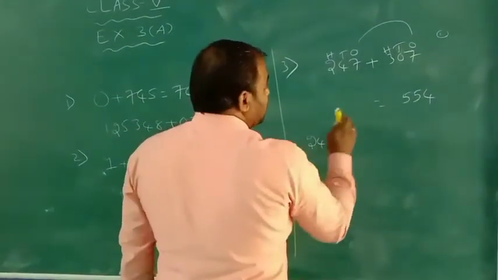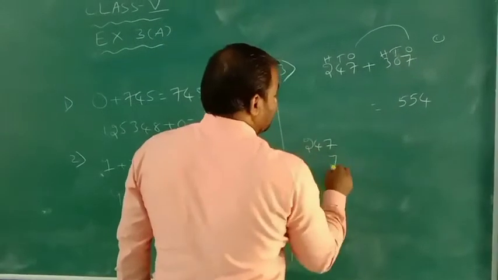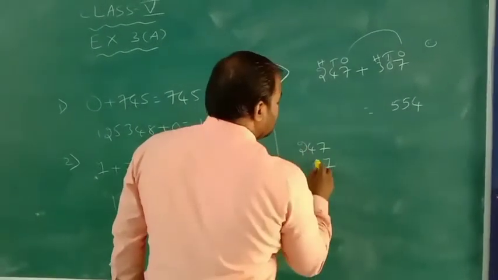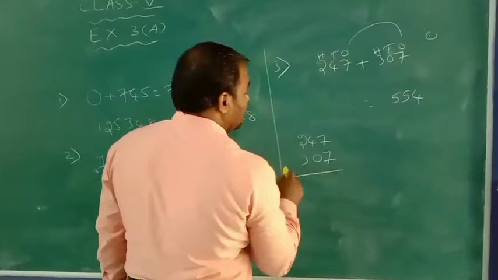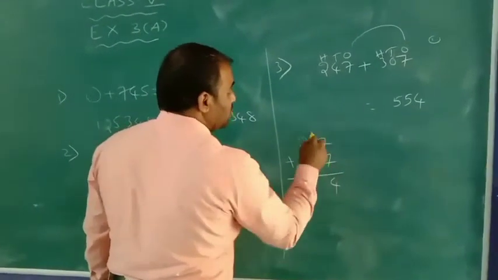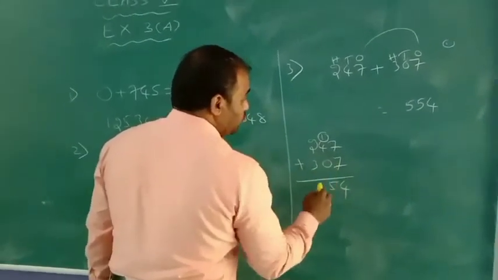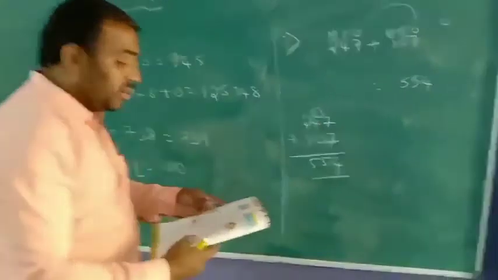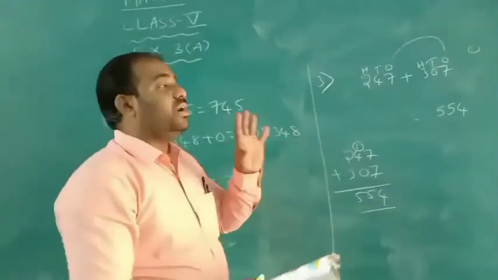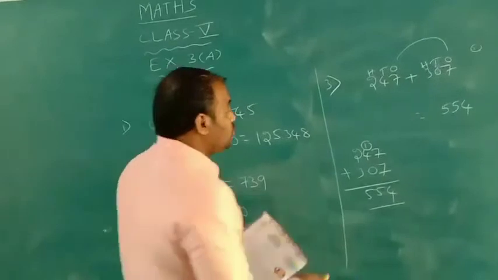247. Again, next one is the ones place, 7 is there. Tens place, 0 is there. Hundreds place, 3 is there. Like this it is added. 7 plus 7, 14. 1 plus 4, 5. 2 plus 3, 5. Like that, always start from the ones column. Okay, madam? Next, fourth point.